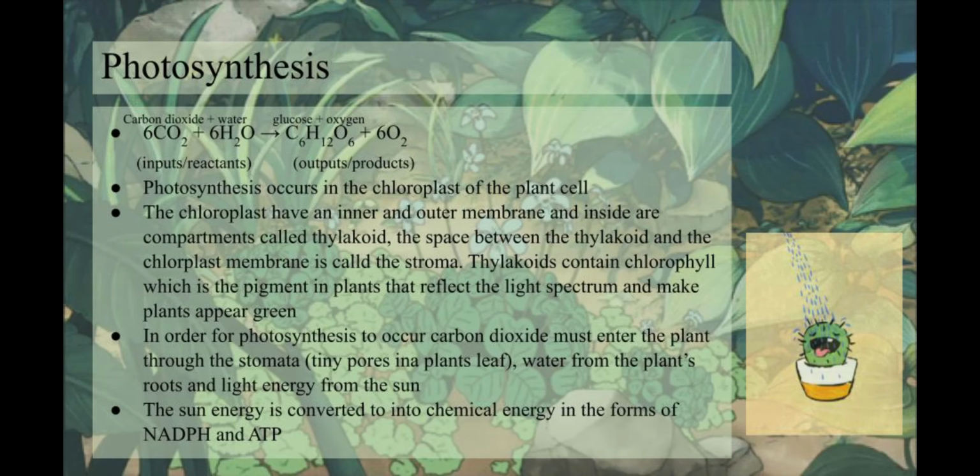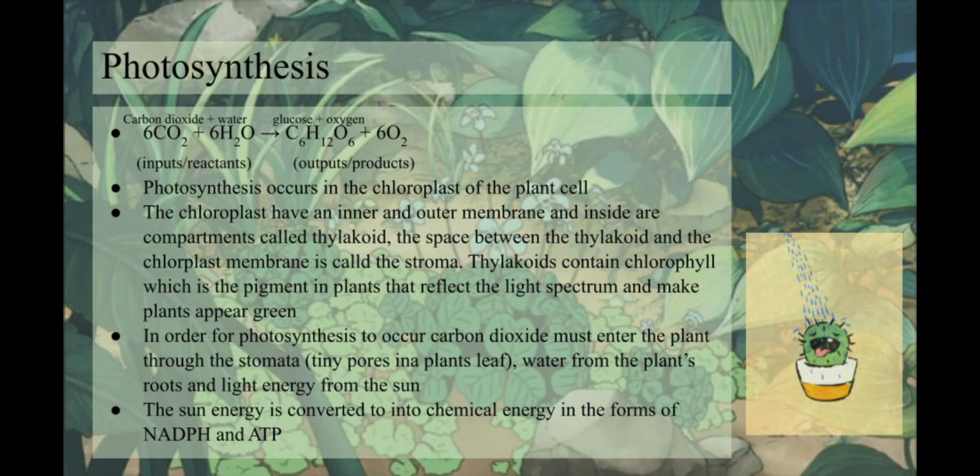The chloroplast has an inner membrane and an outer membrane, and inside are compartments called thylakoids. The space between the thylakoids and the chloroplast membranes is called the stroma. Thylakoids contain chlorophyll, which is the pigment in plants that reflects the light spectrum and makes plants appear green.